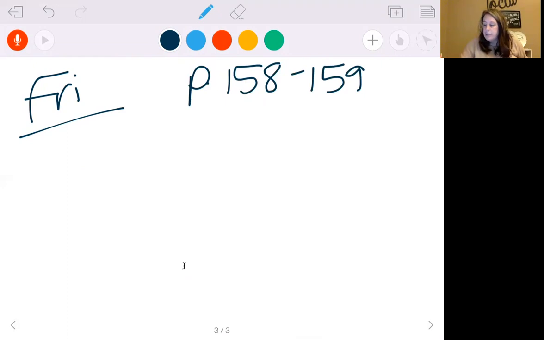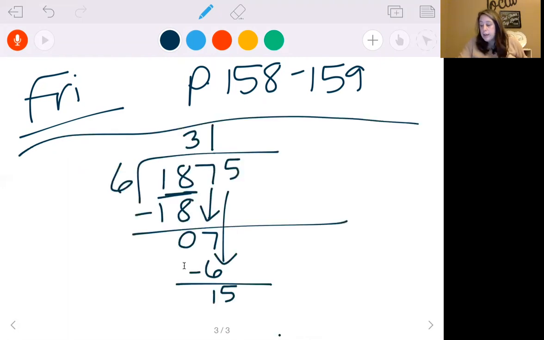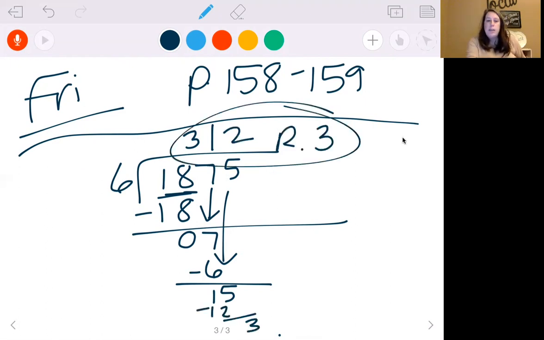6 goes into 7 one time. 6 times 1 is 6. Subtract that, I get 1. Bring down the 5. 6 goes into 15 2 times. 6 times 2 is 12, and when we subtract that, we get 3, which is my remainder. 312, remainder 3. So it's really the same thing we've been doing like yesterday, except this time it's a little bit more.